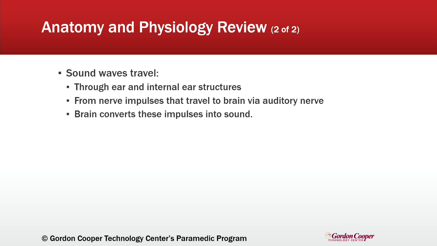So sound waves travel through the ear, and the inner ear structures convert these sound waves into nerve impulses that travel to the brain via the auditory nerve. The brain then processes these impulses and interprets them as sound.